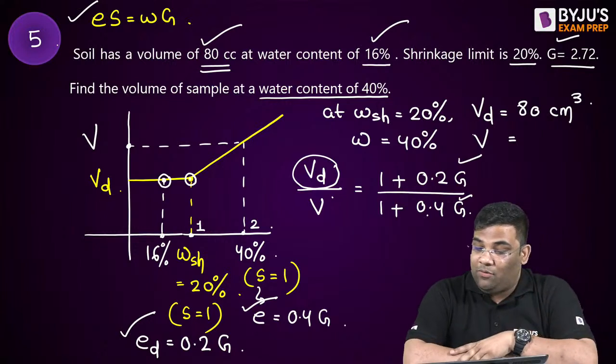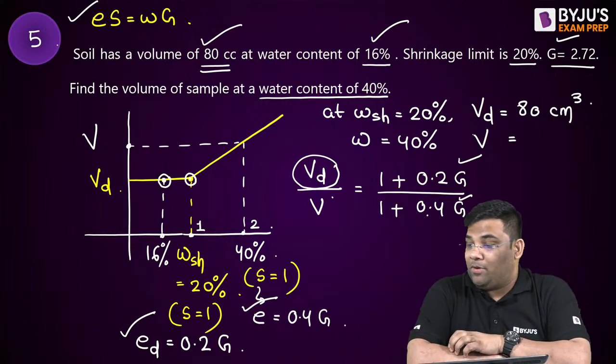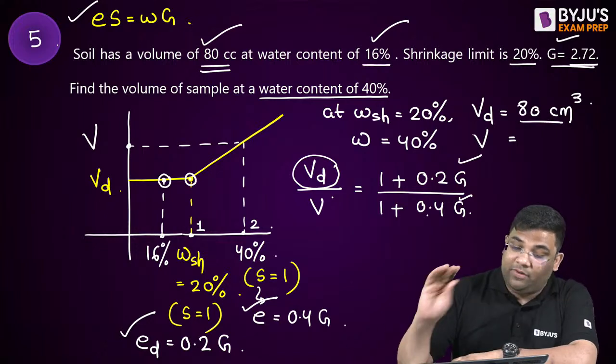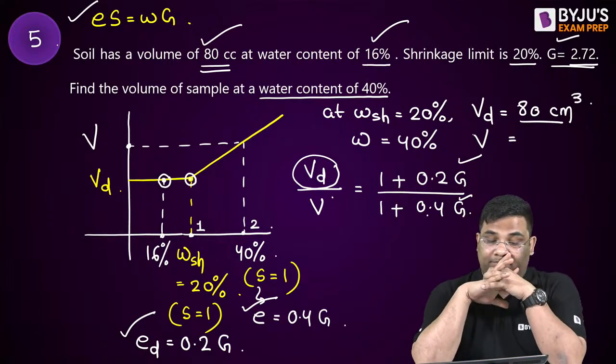So can we find out V now? Can you find out V and tell me? Come on, find out V and tell. G is given to us. Vd is given to us. Find out V and I will wait for your answer.